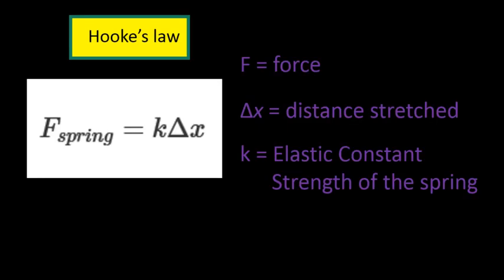Next we have Hooke's law, and here we have the formula for Hooke's law, which is F equals K times delta X, right? That triangle is called delta. It's the Greek letter delta. So F is the force. The delta X stands for the change in distance, or in this case, the distance that the spring was stretched. And then K is the elastic constant. And the elastic constant is simply a number that represents the strength of the spring.